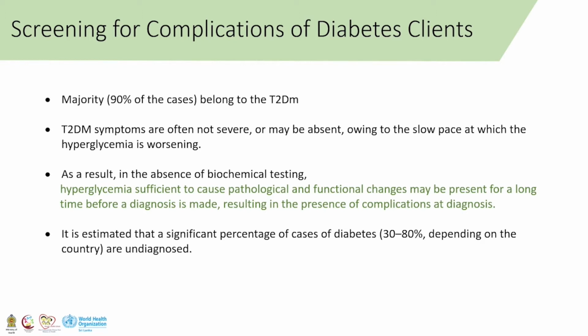Hyperglycemia worsens at a slow pace, and therefore symptoms are not severe or may be absent. As a result, in the absence of biochemical testing, hyperglycemia is sufficient to cause pathological and functional changes and may be present for a long time before a diagnosis is made, resulting in the presence of complications at diagnosis. It is estimated that a large number of cases, nearly 30 to 80%, are undiagnosed.